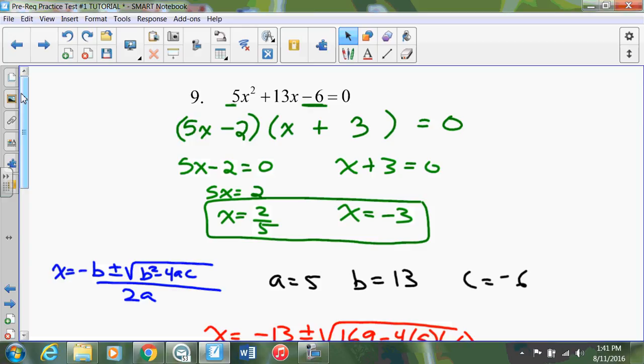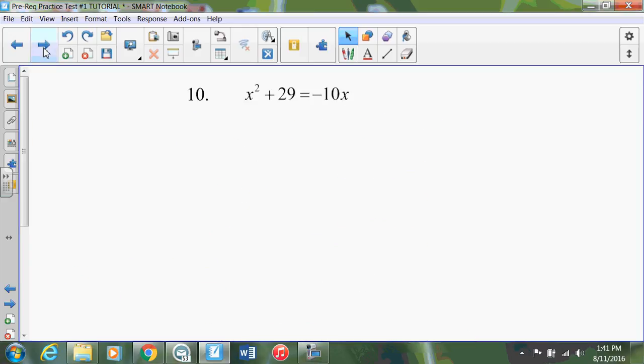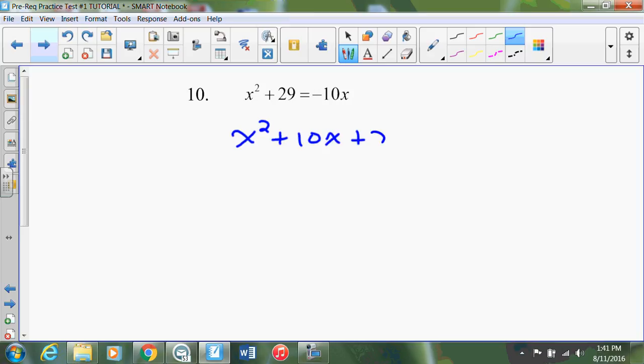So I'll keep going. All right, this one says solve using any method. We're not going to go straight to quadratic formula because, I'm sorry, we are going to go straight to quadratic formula. We are not going to go straight to factoring. If I looked at this and I rewrote it as x squared plus 10x plus 29 equals 0, obviously it cannot be factored. So we could go ahead and complete the square, or we could use quadratic formula.